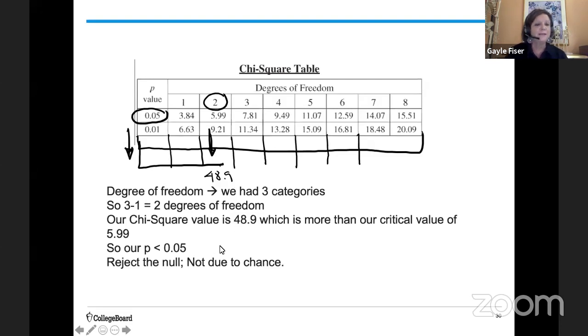So if our p is less than 0.05, we're going to reject our null. This is not due to chance, okay? Less than 0.05, not due to chance.